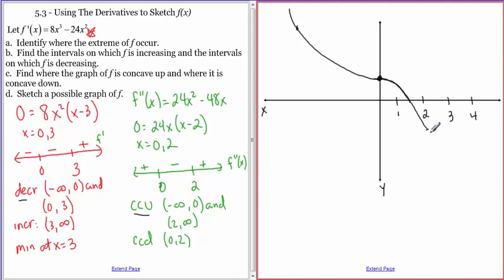I have a minimum at 3. I'm still decreasing all the way to 3. So here my concavity changes, but I start being able to hold water. And then from 3 on, I'm increasing, but I'm concave up. So increasing, concave up.